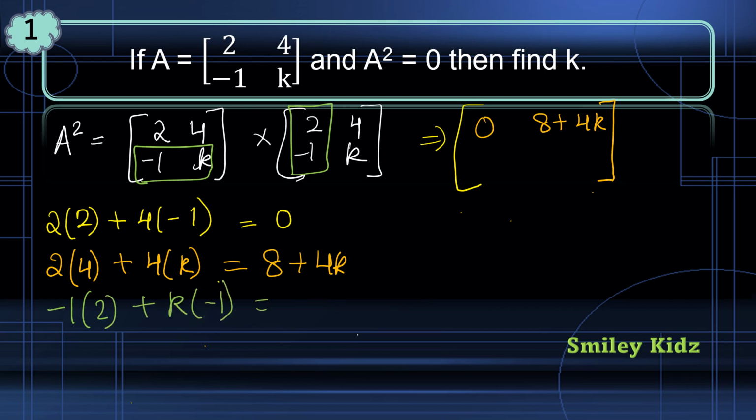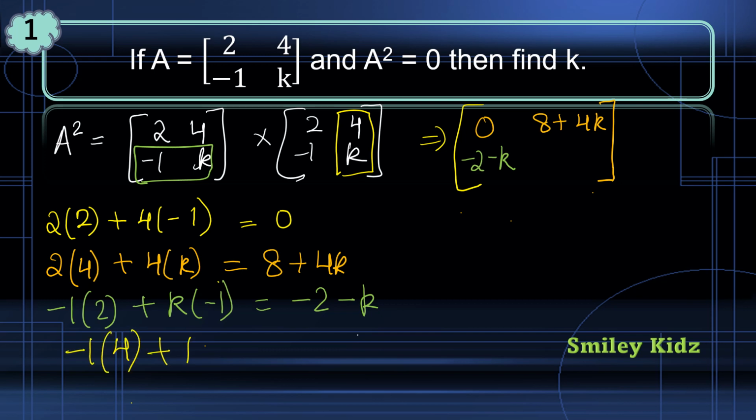What is this going to give me? Minus 2 minus k. Right. So this is minus 2 minus k. Then we have the second column, that is 4, k. So here I'm going to write down minus 1 into 4 plus k into k, that is minus 4 plus k square. So here I'm going to have minus 4 plus k square.